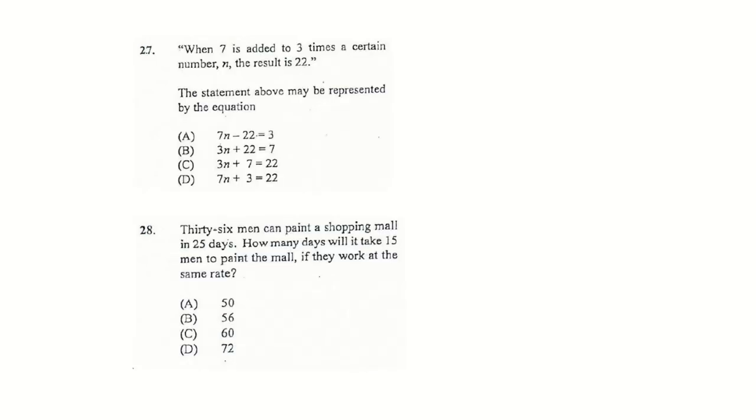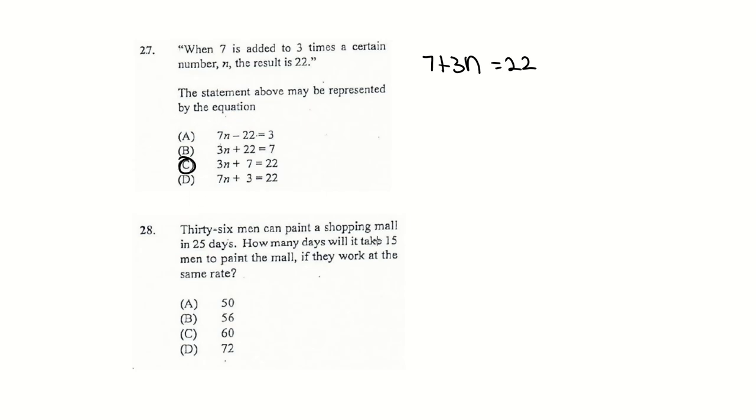Is that it? No. 27, when 7 is added to 3 times a certain number n, the result is 22. Okay. So that is C.